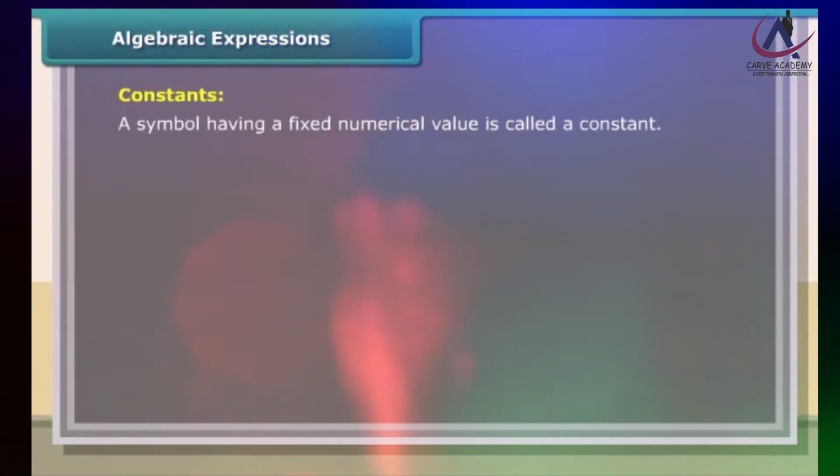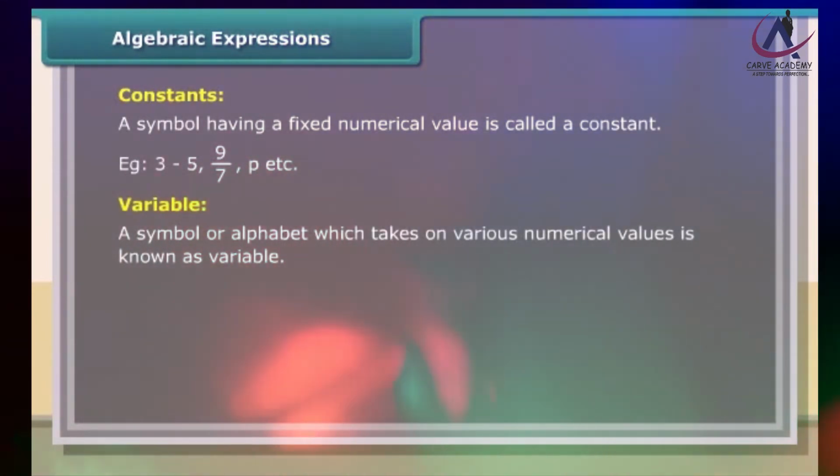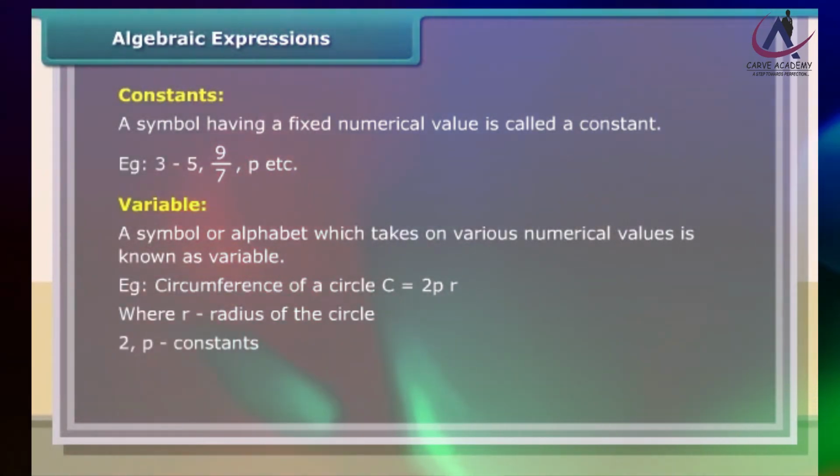Algebraic expressions. Constants. A symbol having a fixed numerical value is called a constant. Example: 3, minus 5, 9 upon 7, pi, etc. Variable. A symbol or alphabet which takes on various numerical values is known as a variable. Example: circumference of a circle C is equal to 2 pi r, where r is the radius of the circle. 2 pi is a constant, and C and r are variables.